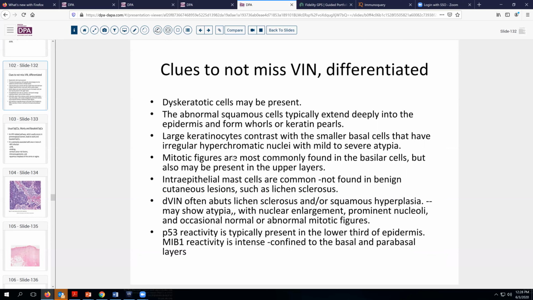If you find mitotic figures in any of the upper layers, that's a feature, although not very commonly found in differentiated VIN. If you find mast cells, this is another clue. These are not usually found in benign cutaneous lesions or lichen sclerosis. They're often adjacent, but you need to pay attention. And as I said, p53, Ki67 can be very useful in this situation.